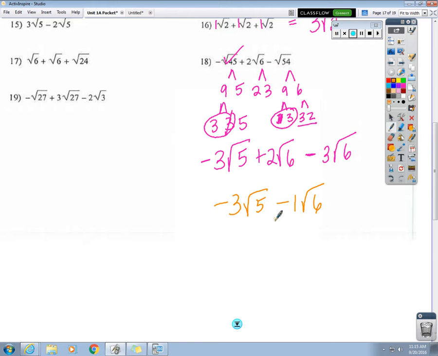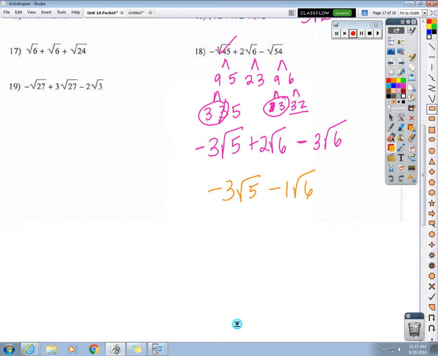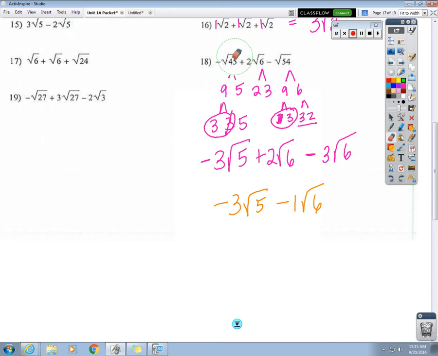No, that's the final answer because they can't be combined. And remember, like always, you could check it. You could type in negative square root of 45 plus 2 squared is 6 minus square root of 54. See what it says on the calculator. Then type in this answer and make sure it matches, and it will.